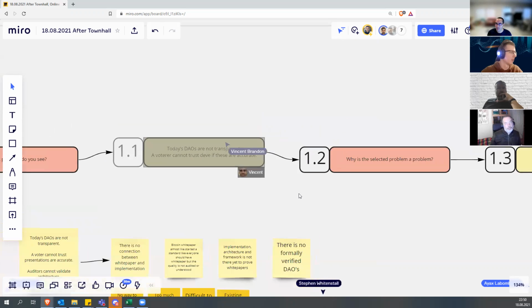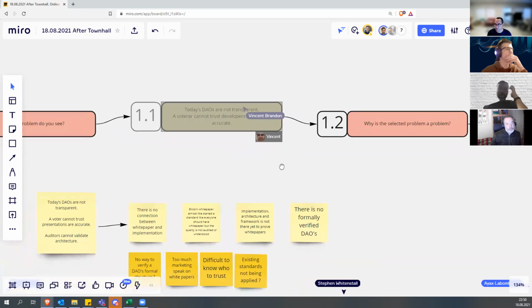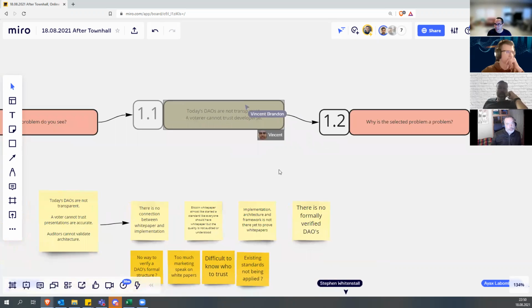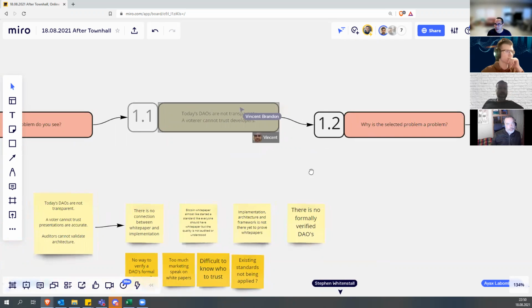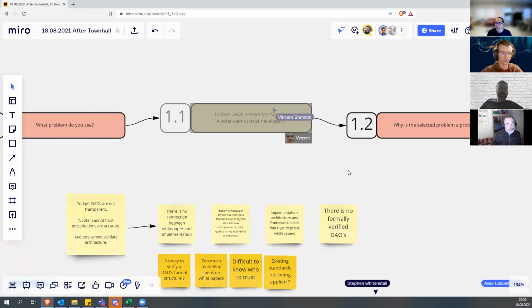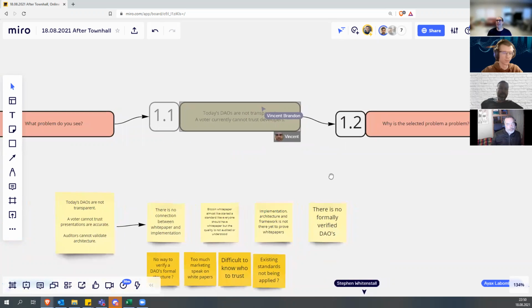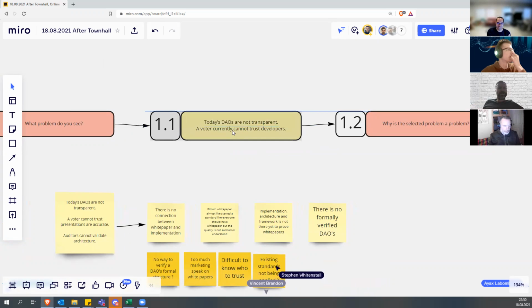Okay. That's right. Maybe if you say currently, then it's suggesting that it's something that currently cannot, so it's something you're proposing to change. That doesn't sound so bad when you say it that way. In my opinion, that sounds way better. Then you can never trust developers.